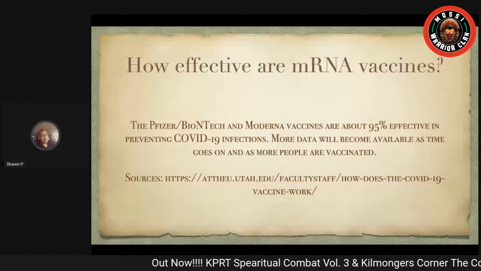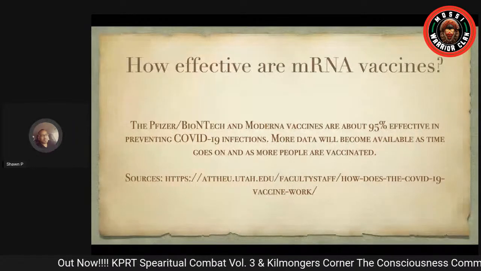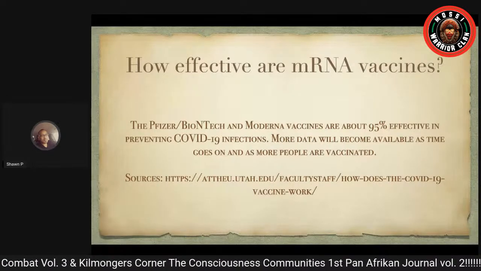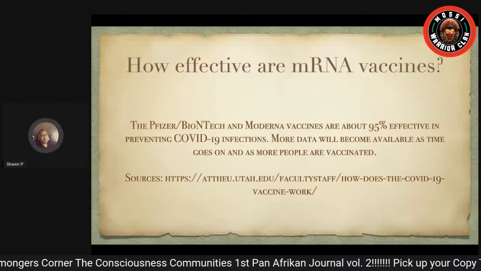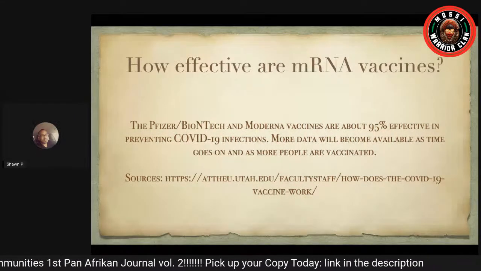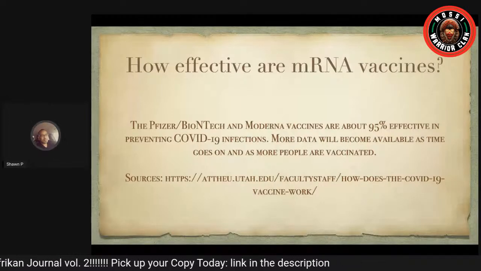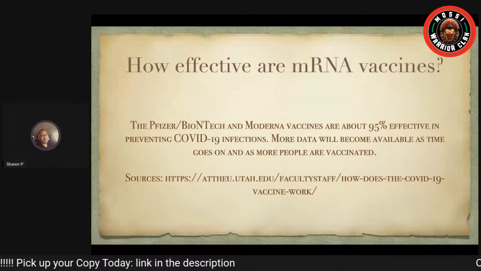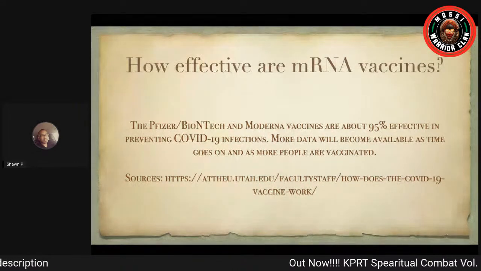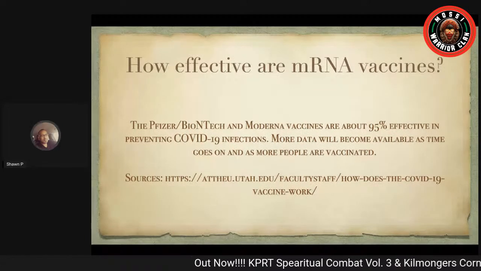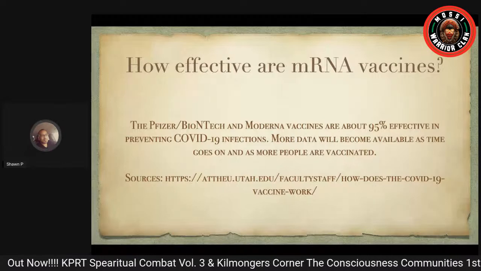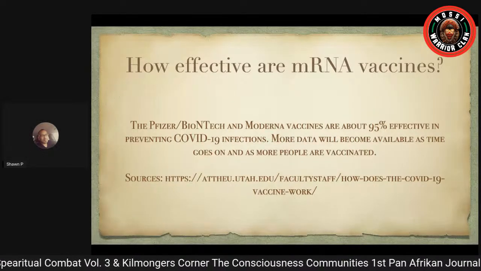Now, how effective are mRNA vaccines? The Pfizer, BioNTech, and Moderna vaccines are about 95% effective in preventing COVID-19 infections. More data will become available as time goes on, as more people are vaccinated. And this, the beauty of it all, is that we continue to get more data. I was reading an article, they were talking about Moderna could possibly create immunity for up to 2 years, possibly. But we don't have the data for that. So it's a process.